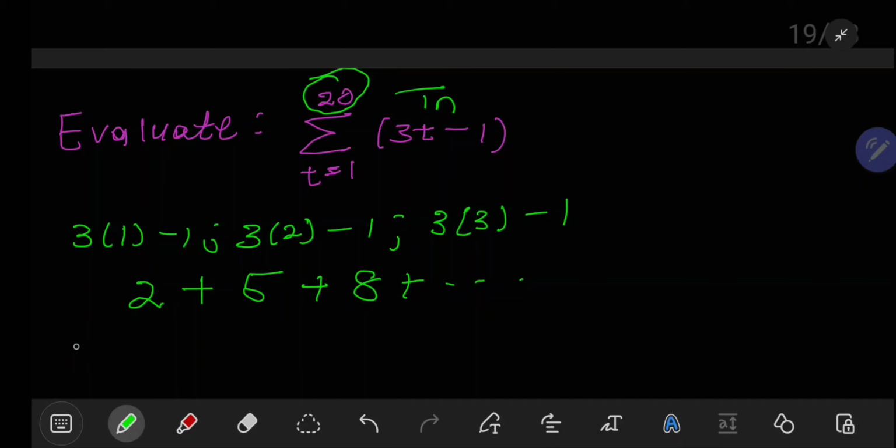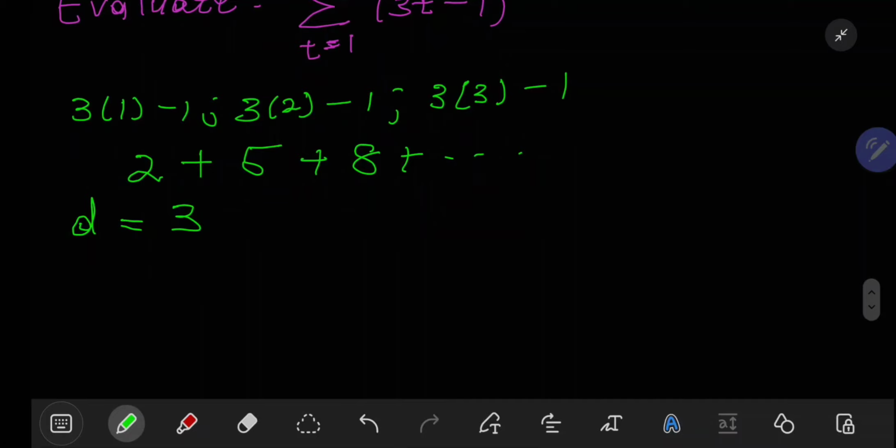Now we can check for our d value, our difference. You can see that to move from this term to this term, we add 3, and even from this term to this term, we add 3. So the difference between any two consecutive terms is 3. We have found our difference. Now we can calculate the sum. Because you are dealing with an arithmetic series, you are going to use the sum formula for the arithmetic series.